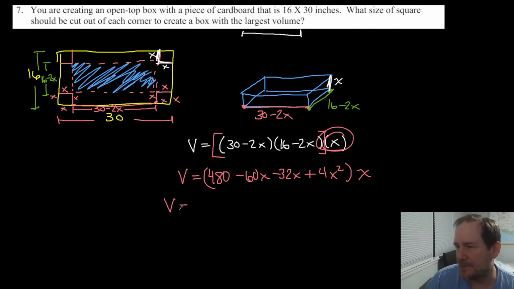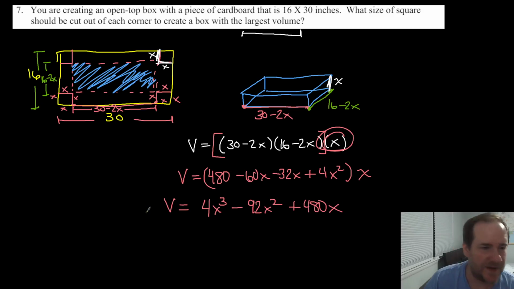And again, killing two birds with one stone, I'll pull the 4x squared to the front. It'll now be a 4x cubed. I'll combine these terms in the middle. That's negative 92x times x, which is negative 92x squared. And then plus 480x. And that's still just the volume equation.